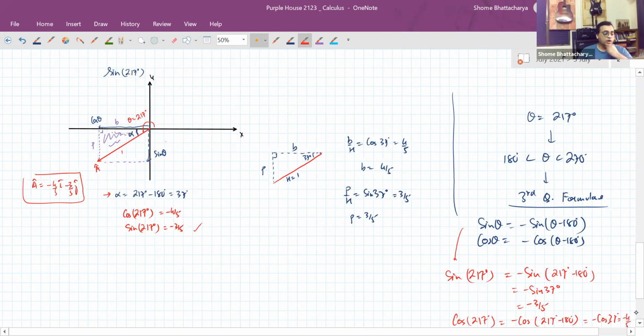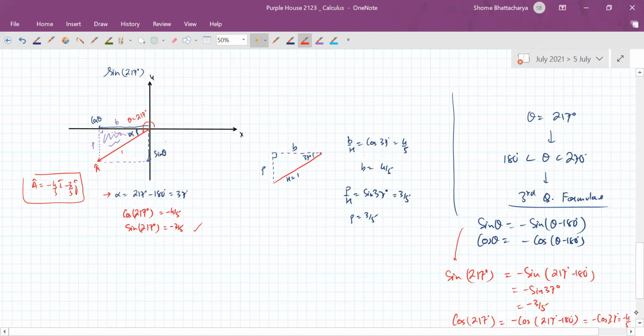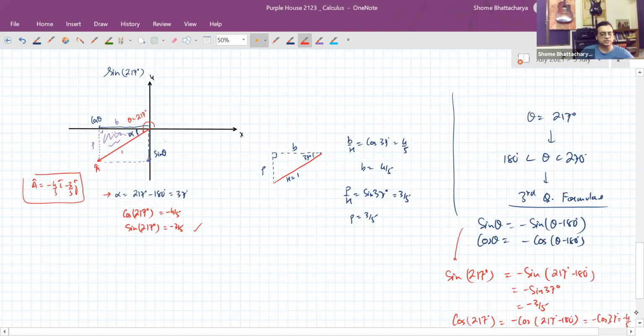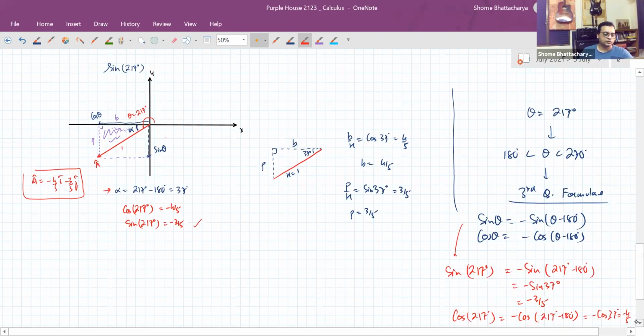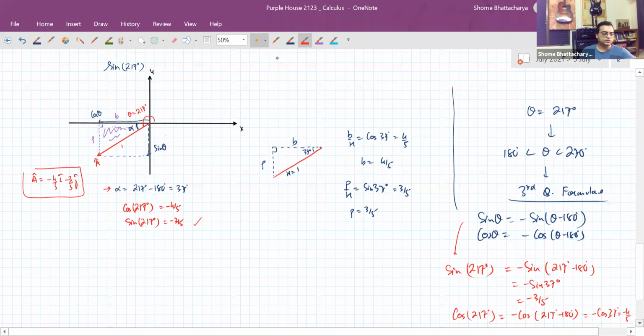Yes, you have to remember that. Remember I told you the 3 standard types of right angle triangles last time? 30, 60, 90, then the isosceles one, then 37, 53, 90. Those standard values you have to remember. All right, so this example is clear?